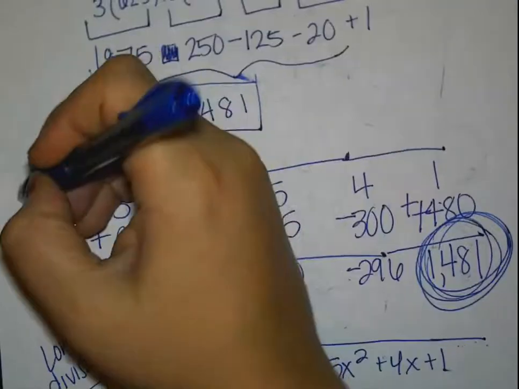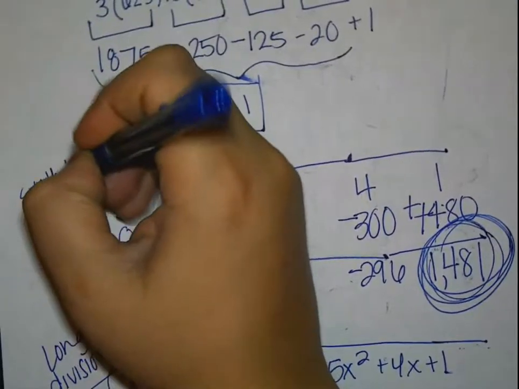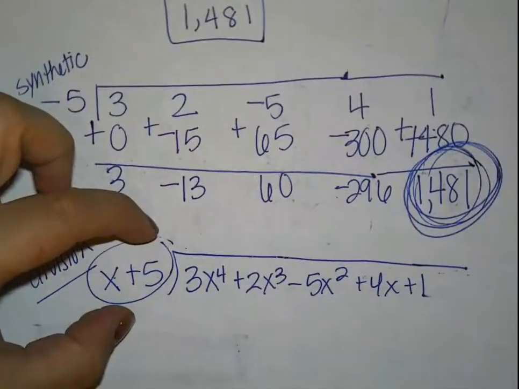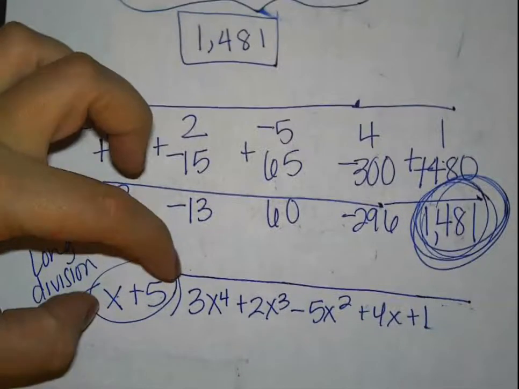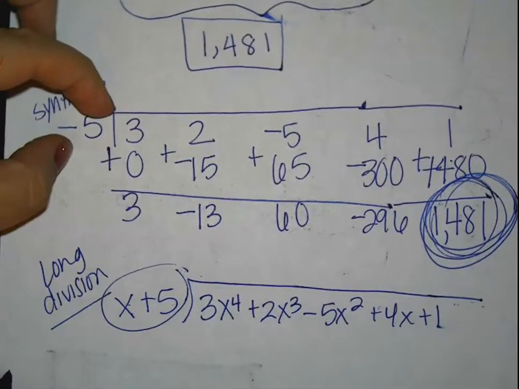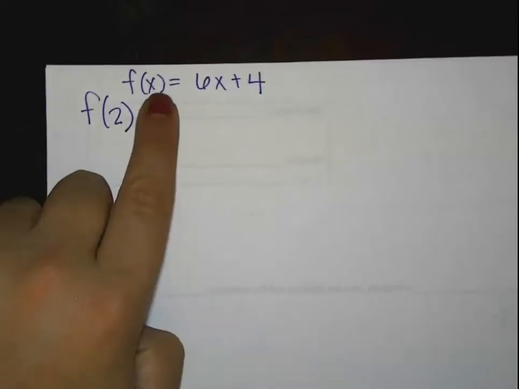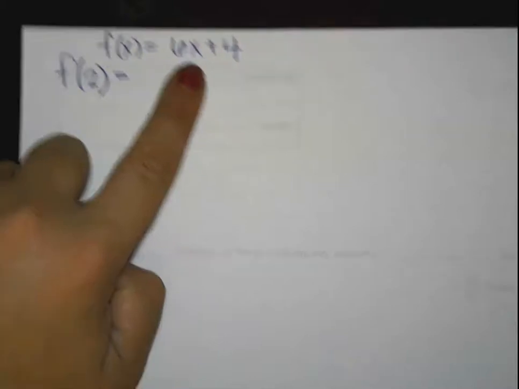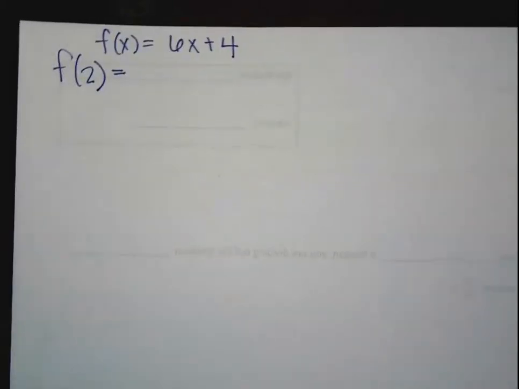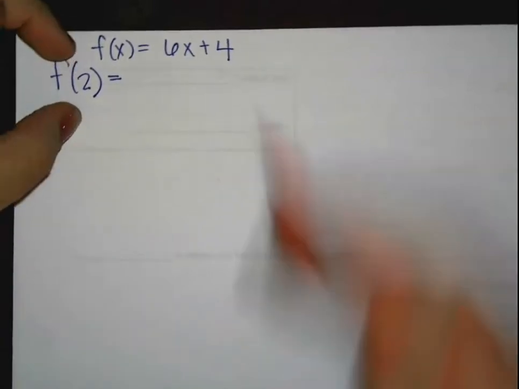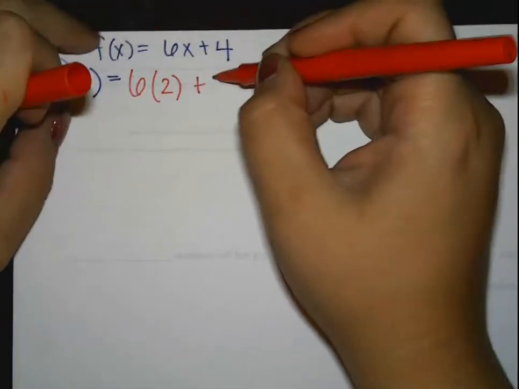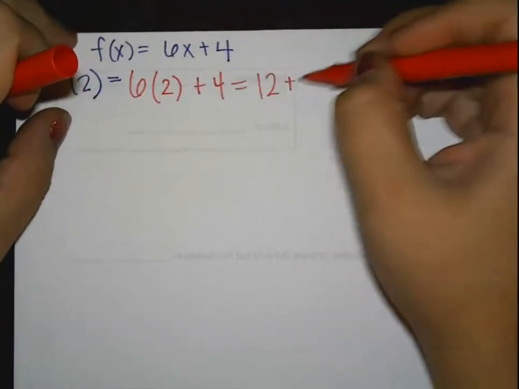So again, this is synthetic. It doesn't use all the variable parts, whereas long division does. So we have to go backwards and think about what would we set equal to 0 to get that negative 5. So if we take a look at this next one, if f of x equals 6x plus 4, so you could either continue writing this down where you did the other one, but like a problem like this one, it would be much more efficient to just plug in the 2 for the x and get 16.